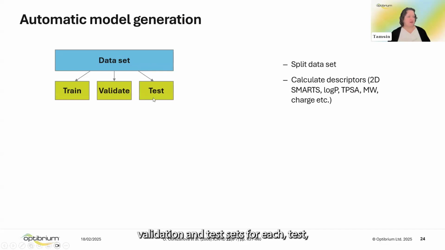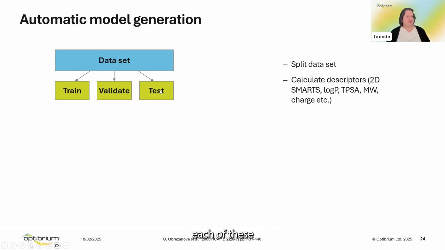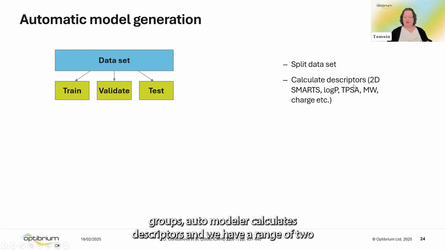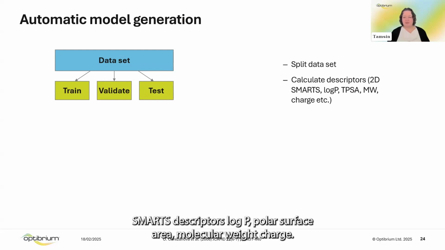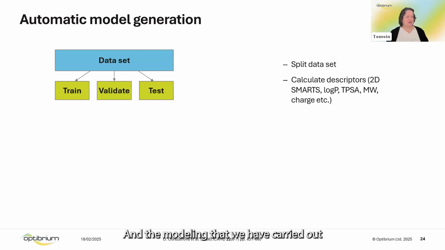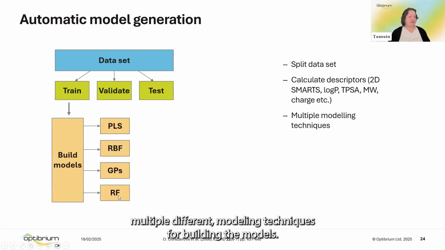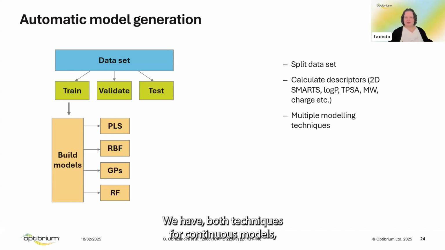For all of the compounds in each of these groups, Auto Modeler calculates descriptors, and we have a range of 2D SMARTS descriptors, logP, polar surface area, molecular weight, charge. These have been shown to be incredibly robust in the modeling that we have carried out. And then the Auto Modeler, you'll see, will apply multiple different modeling techniques for building the models. We have both techniques for continuous models or regression models, which are shown here, as well as a lot of decision tree approaches for the categorical models.